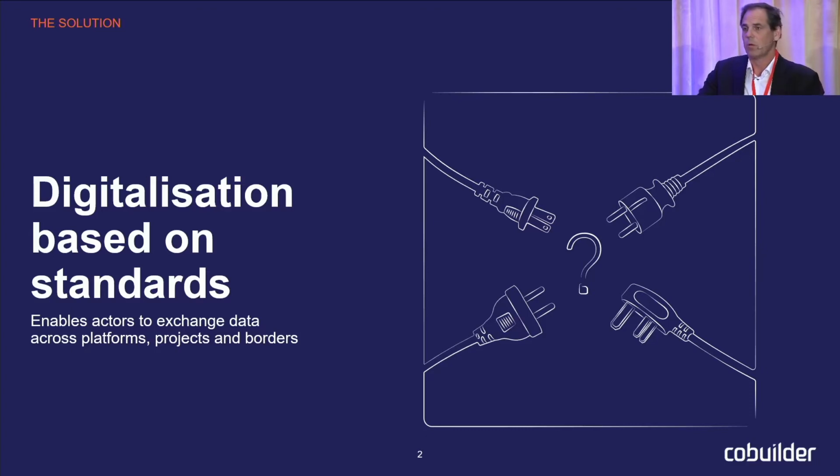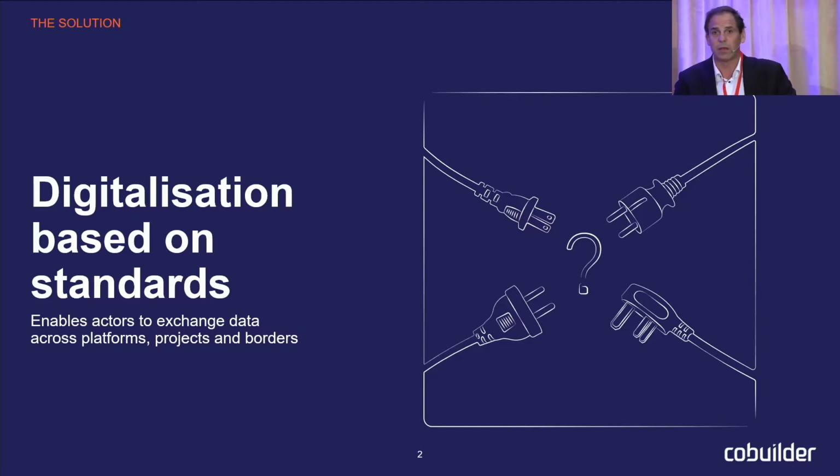What we understood about 10 years ago is that we need to have a standard on how to describe information on objects, which could be assets, products, spaces, buildings, or actually anything. But we need to have a common way of describing that.